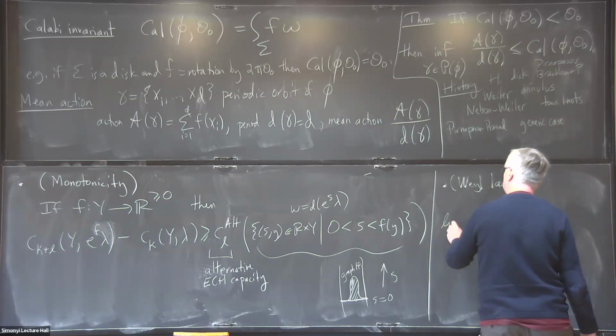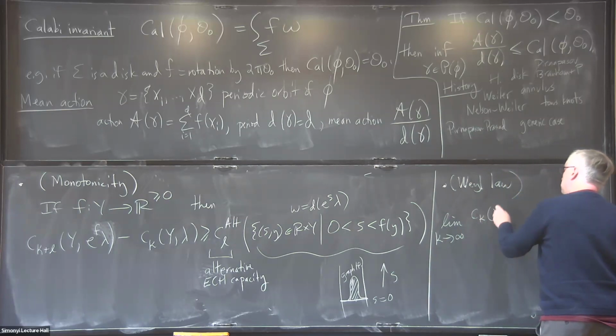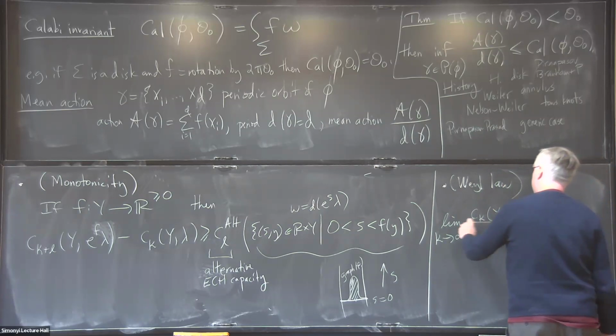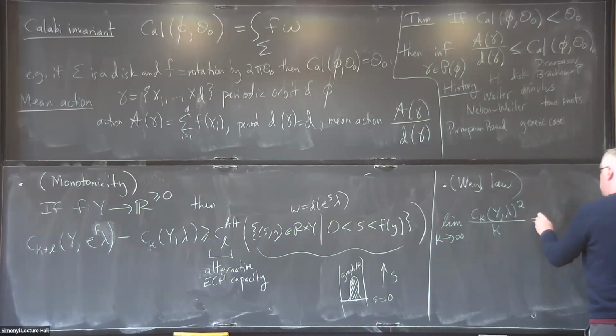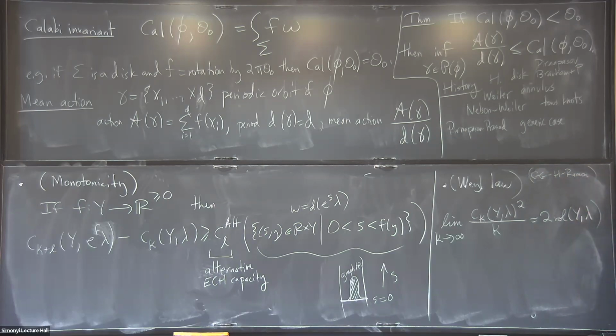Which is that the limit as k goes to infinity, c_k volume lambda squared over k is equal to 2 times the volume of phi. And for general three-manifolds, the proof follows from a similar statement for the ECH spectral invariant, which was proved in the paper by Dan Cristofaro-Gardiner and myself and Vinicius Ramos. If the three-manifold is a three-sphere, there's a more elementary proof of this.